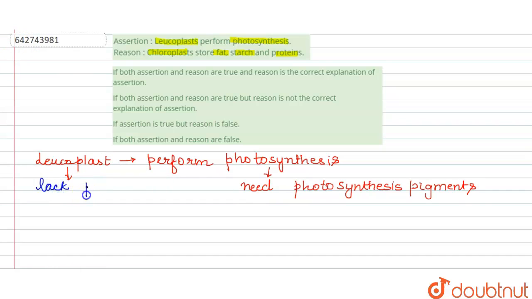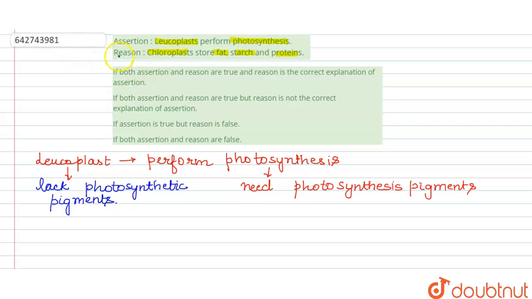They lack photosynthetic pigments, right? They do not have the photosynthetic pigments. That is why they cannot perform the process of photosynthesis, because the photosynthetic pigments are very much required for performing the process of photosynthesis. So the assertion statement is wrong.